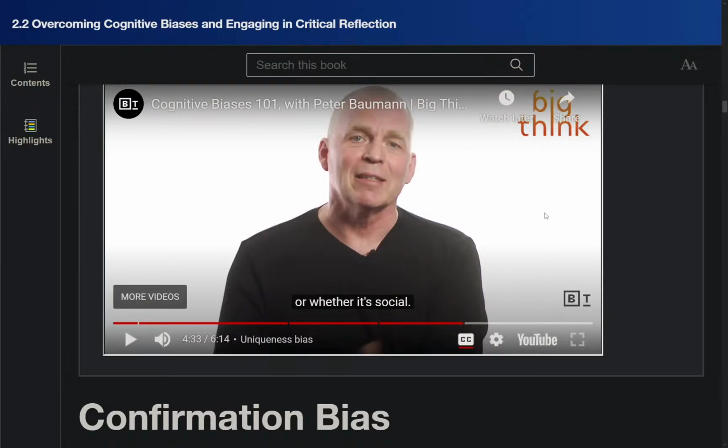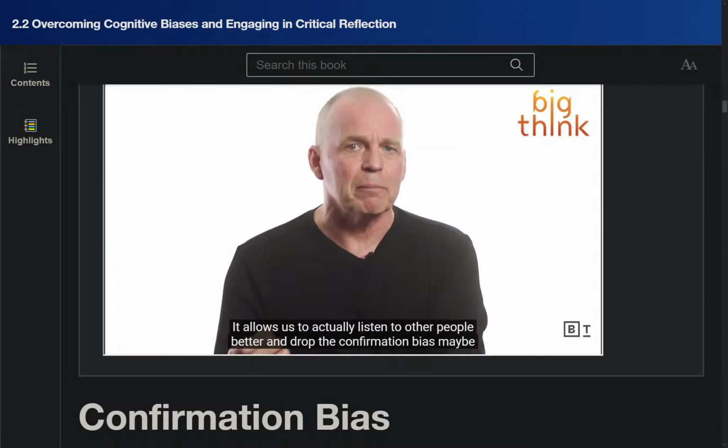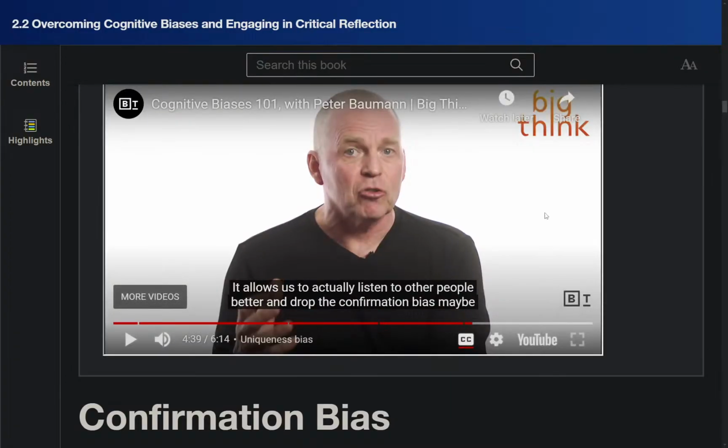The best way to challenge your confirmation bias is to try to refute what you believe. If you can't refute it, then it's correct. If you can refute it, then it's wrong. So, and modify it then. It's very important. It allows us to actually listen to other people better. And that doesn't mean that you should abandon it right away.